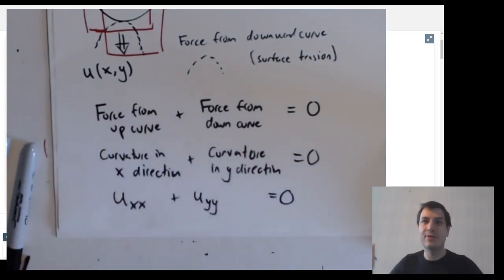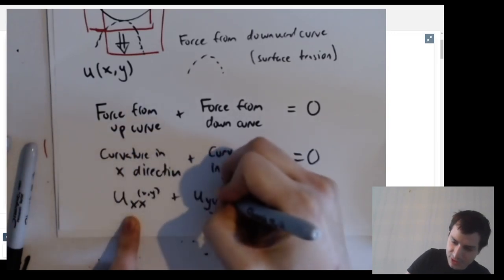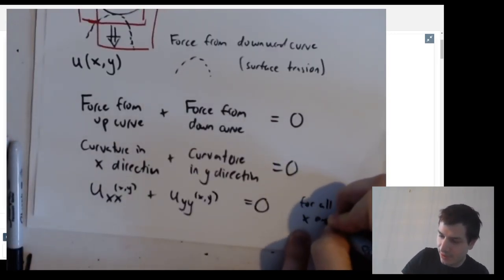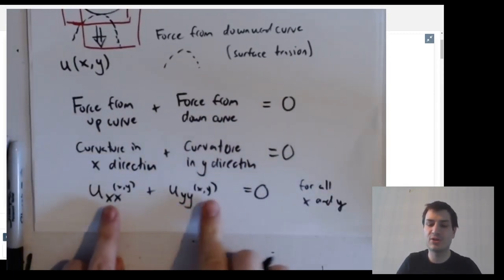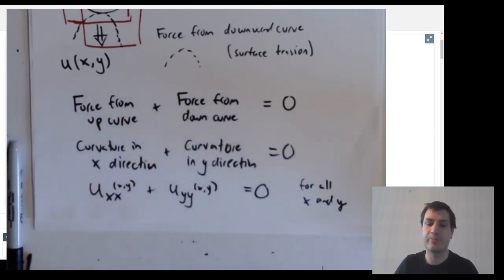And this is happening everywhere on the thing. So technically, this is at every single point, so as a function of x and y, and this is happening for all x and y. So everywhere on this shape, the curvatures are always adding together to make zero, the forces are always balancing, and that gives the equation that drives the whole thing.